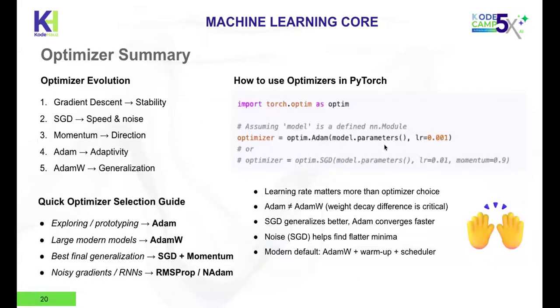So this is the summary of optimizers, right? And you can see the evolution of it. It started basically as gradient descent, focus on stability, stochastic gradient descent, speed and noise, momentum, direction, improved convergence, adaptivity, basically variable learning rates depending on the parameters, and then better generalization. So this is it. If you want to do exploring or prototyping, use Adam. Large modern models use AdamW. For best final generalization, SGD momentum. Noisy gradients, use RMSprop or Nadam.